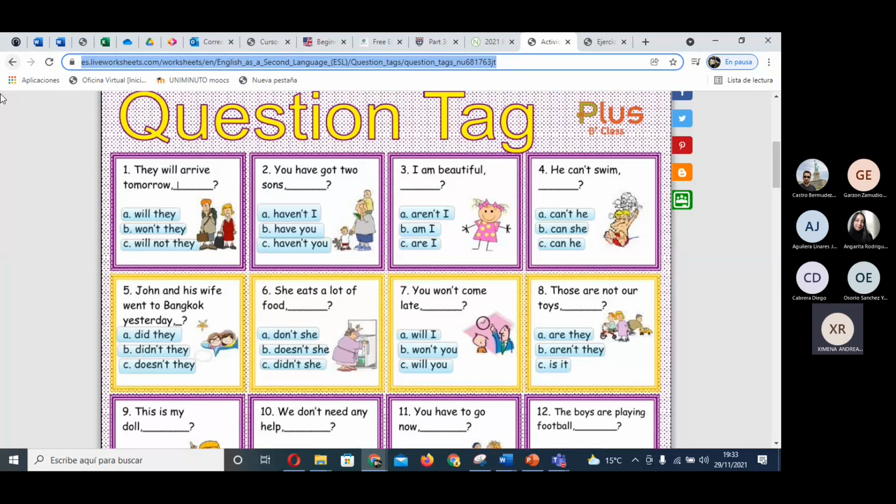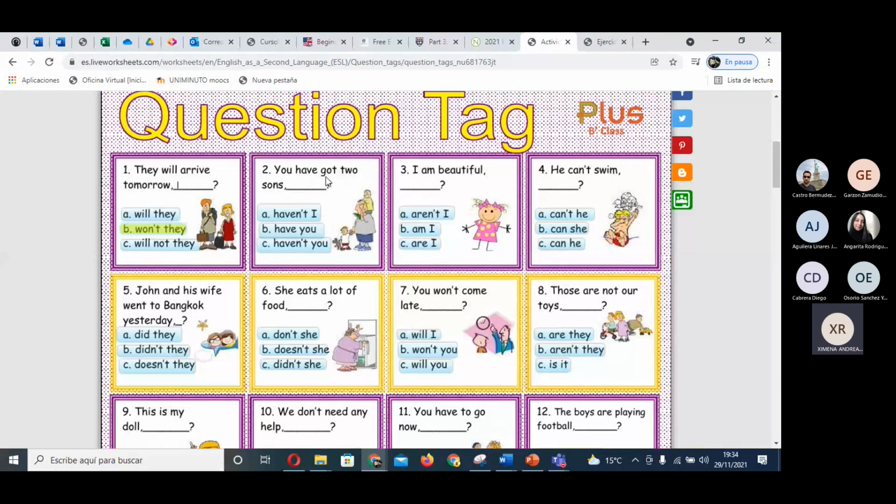Let's observe. Number 1 says, they will arrive tomorrow. ¿Sí? Identificamos que es un futuro afirmativo. Por ende, nuestra question tag sería negativa. They will arrive tomorrow. Won't they? Will not they? Recuerden que en esta question tag vamos a usar esas contracciones. Entonces, aunque will not es probable para la oración negativa, no lo es para esta question tag. Okay, so we use contractions. Won't they?